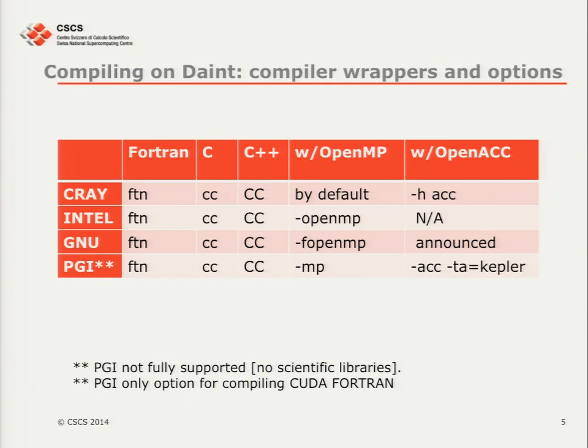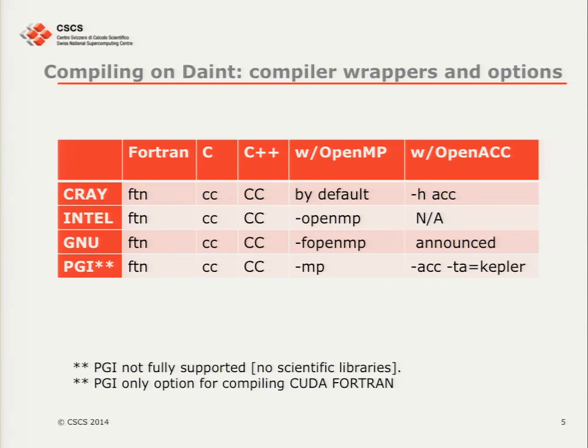So this is sort of a handy matrix table depending on what you want to do with all the compiler wrappers for all the programming environments, ftn for Fortran, small cc for C, capital CC for C++. And then if you want to use OpenMP, on Cray, as mentioned, is by default. So if you do not want to use OpenMP, then you need to specify that. For all other compilers, you need to tell it to recognize the directives and add them to the code. And for OpenACC, you can use either Cray or PGI. Note that PGI is not fully supported.